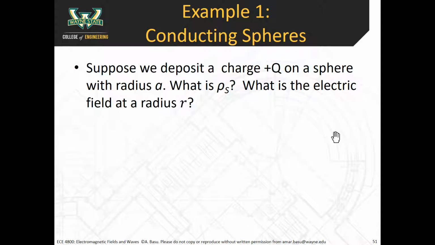All right, any leads? How about the first part? How do we figure out rho sub s? Q divided by the surface area of the sphere. Correct.